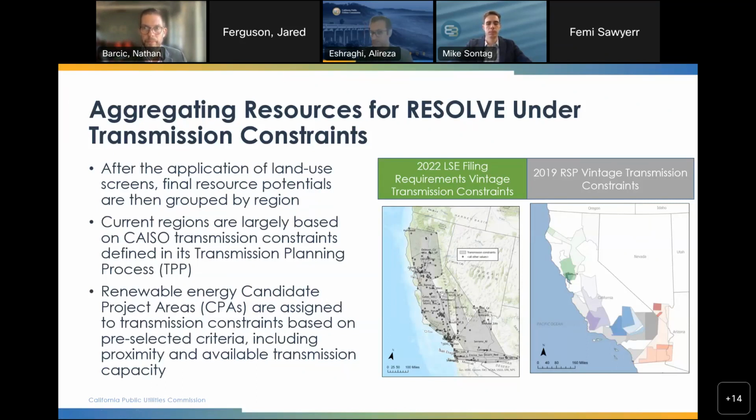And then the final stage is to aggregate the candidate project areas which exist in the RESOLVE supply curve, which are at a pretty granular, site level, and then assign them to the specified transmission constraints. So what you end up with is about 8 to 10 solar resources, about 8 to 10 battery resources, and about 15 wind resources spread across the entire CAISO jurisdiction. Next slide, please.